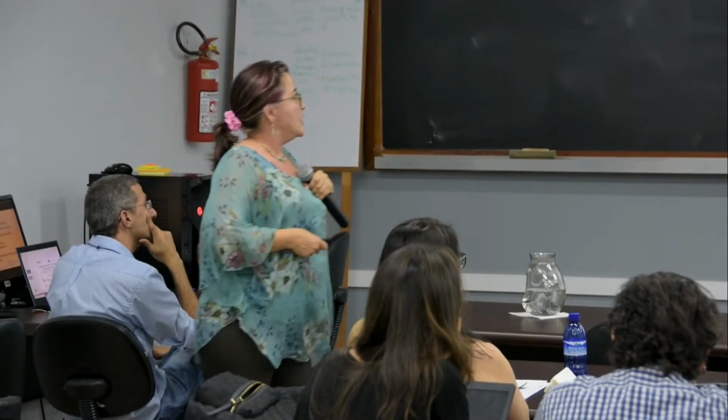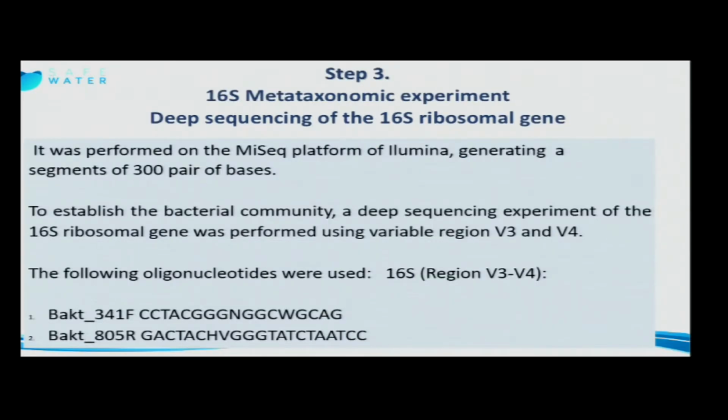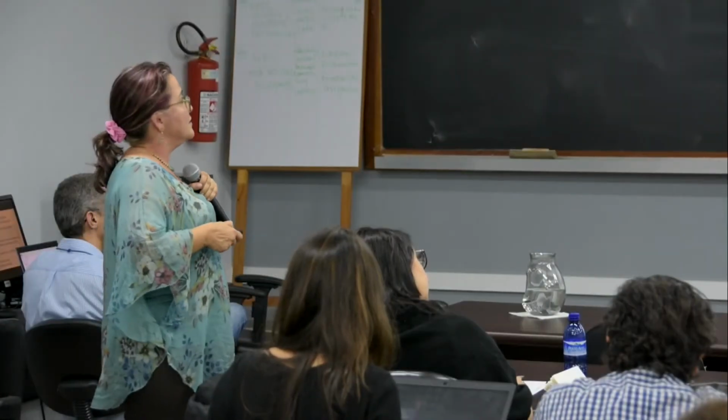Then the second step was the DNA quality evaluation. For that, the 16S gene amplification control was used. In this case, we use these oligonucleotides, and that led us to obtain fragments of 1,500 base pairs of ribosomal DNA. After that, the third step was to do the metataxonomic experimentation using deep sequencing of that ribosomal gene, the 16S.